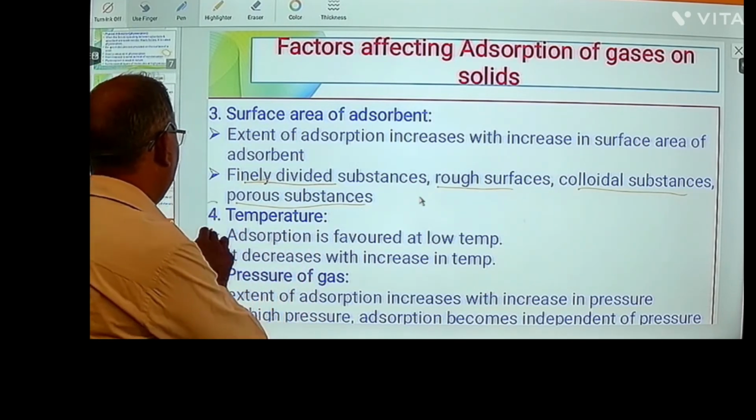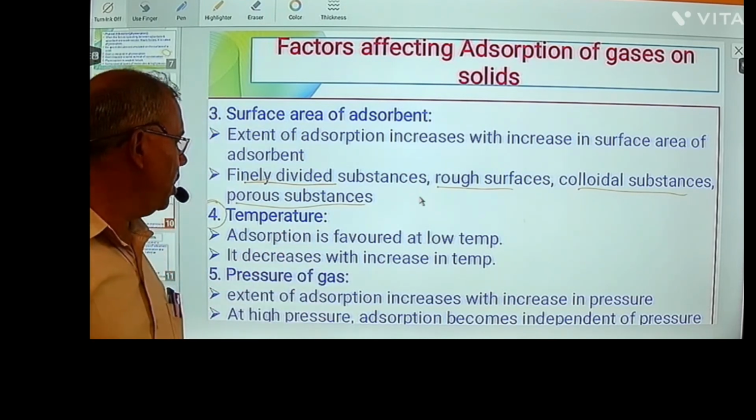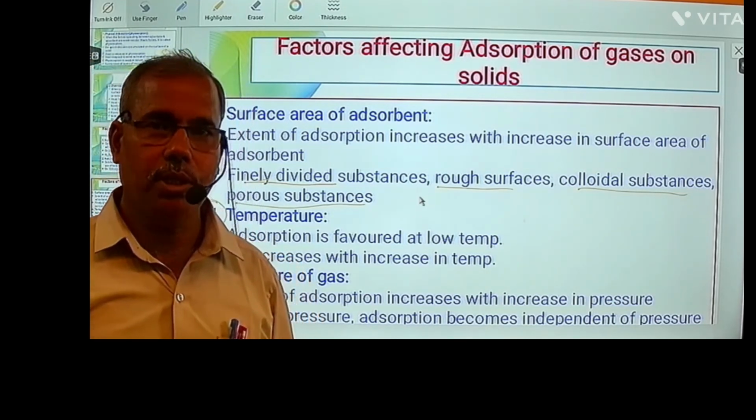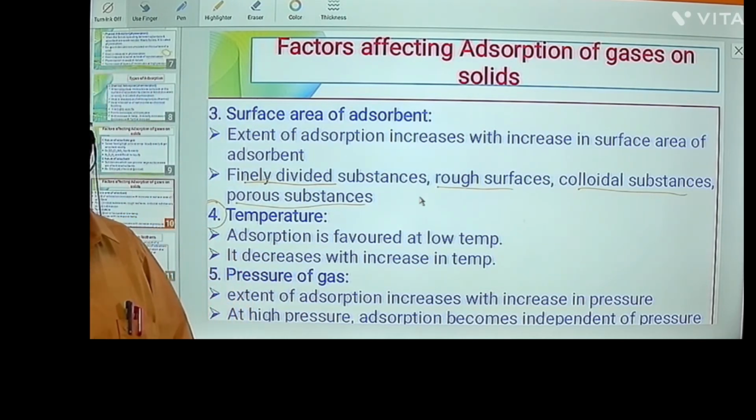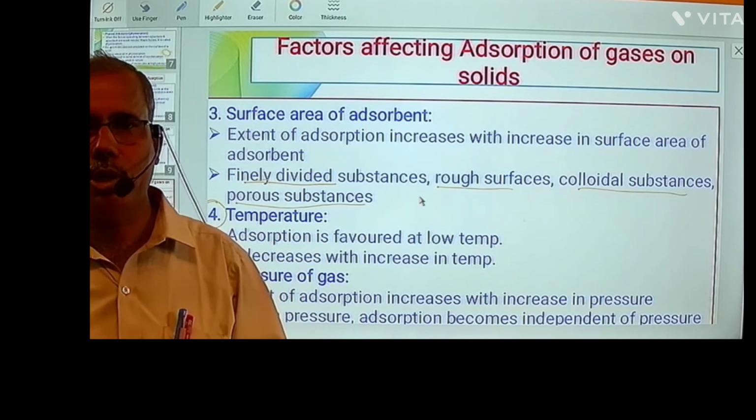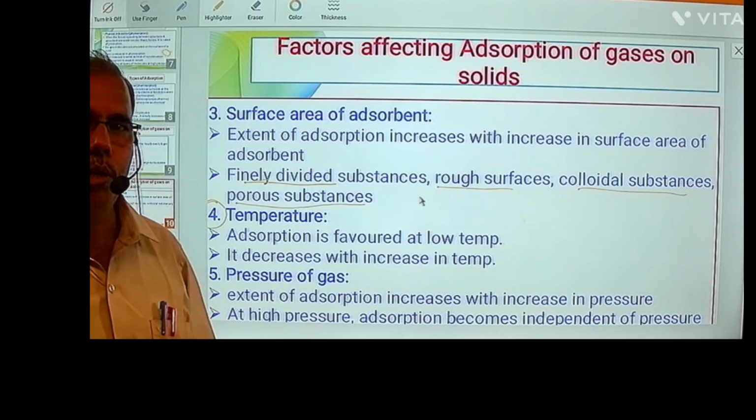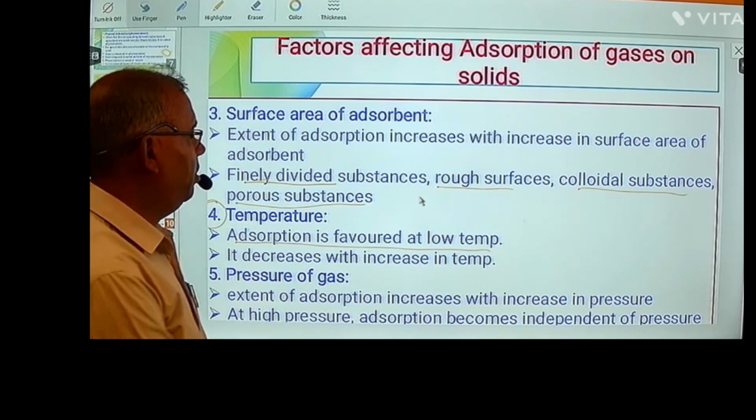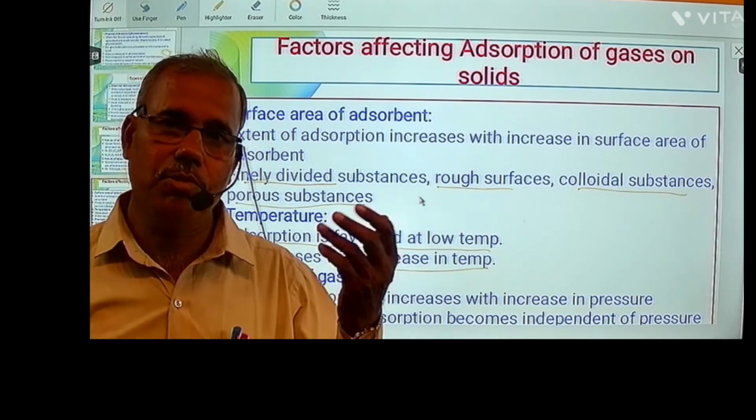Then the fourth factor is temperature. Now what is the effect of temperature on adsorption? Adsorption is favored at low temperature, particularly the physisorption. At high temperature, because the mobility of particles of adsorbate increases, they cannot be stabilized on the surface of adsorbent. So at low temperature the particles of adsorbate are stable on the surface and therefore it is favored at low temperature. Then it decreases with increase in temperature. So same factor, that is it is favored at low temperature, that means it decreases with increase in temperature.